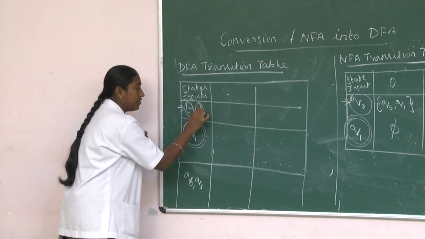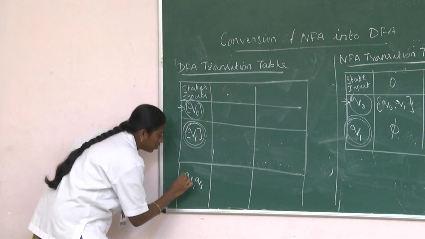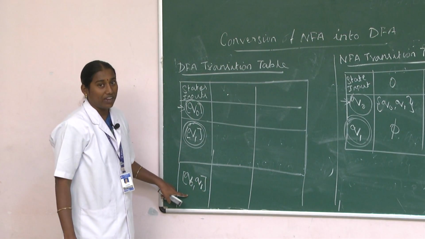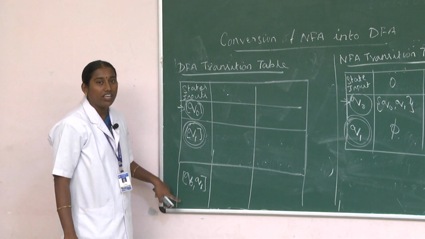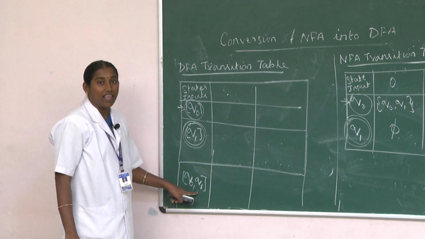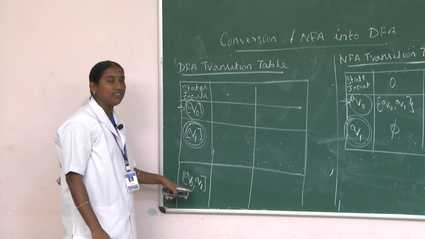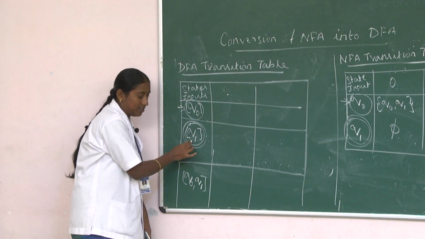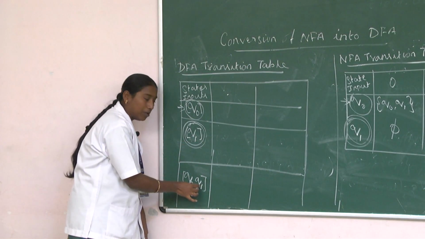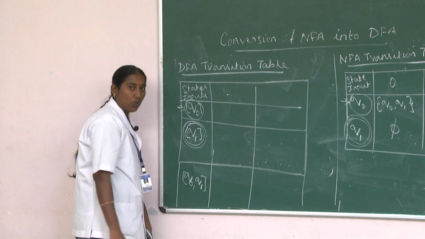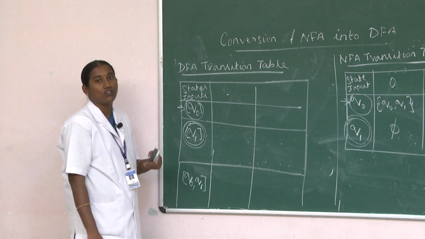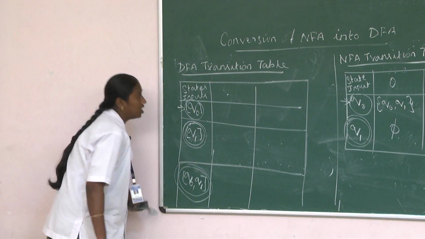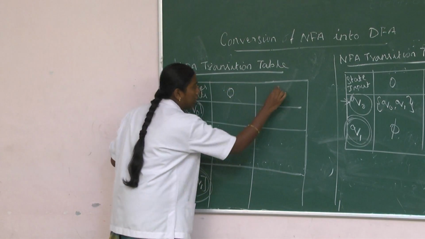These are all DFA states, that's why I am representing them in square brackets. Now we need to find whether this is also a final state or not. After finding a new state, if it contains a final state, then we need to consider this new state also to be a final state. Here Q1 is a final state. We found the new state Q0 comma Q1, and here also we have the Q1 state. So this state is also a final state, so I am putting a double circle. Now the inputs are 0 and 1.